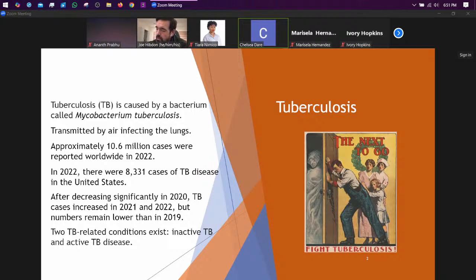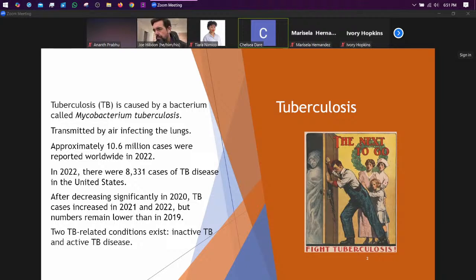The real issue is that tuberculosis has been in steady decline in the United States for the past 27 years approximately, but there are still countries with very high incidence rates. And so it's travel back and forth to these countries that is the reason why TB is not completely eradicated here in the United States. After decreasing significantly in 2020, TB cases increased in 2021 and 2022, but they remained lower than the numbers in 2019.